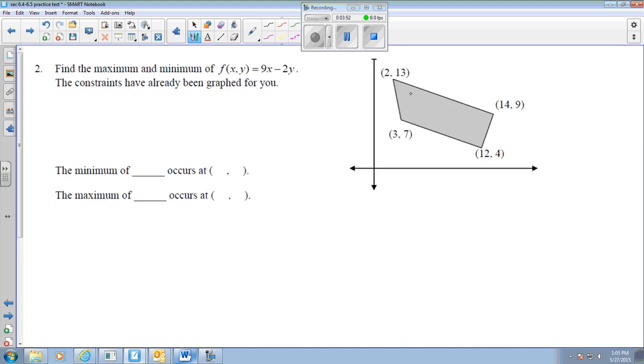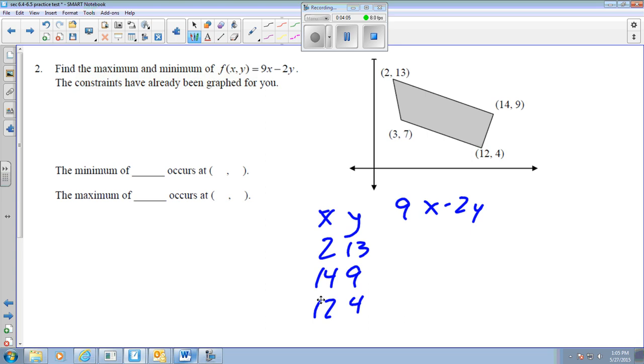In this one, they give us the points, so let's make our table. x, y, and 9x minus 2y. We have 2, 13, 14, 9, 12, 4, and 3, 7. Those are my points. Let's plug them in and see what we get. 2 times 9 is 18. 18 minus 26 gives me negative 8.